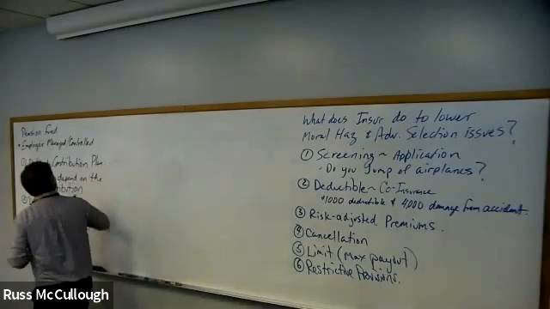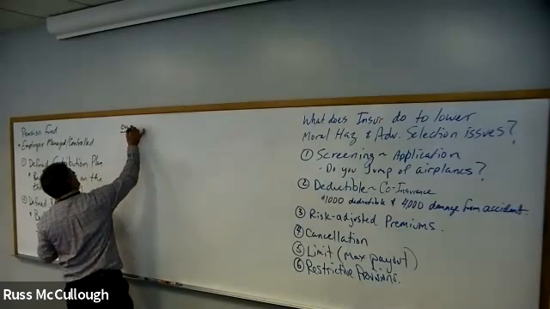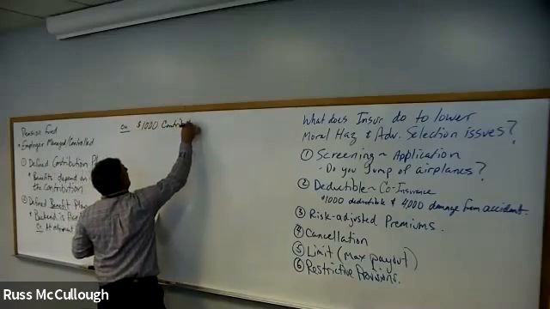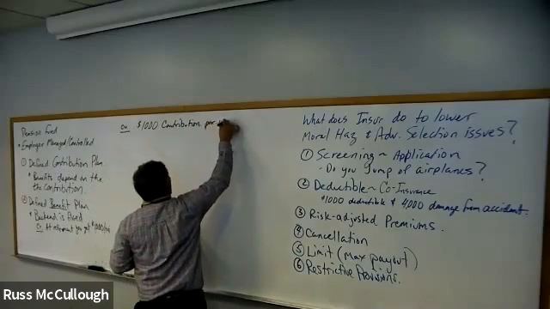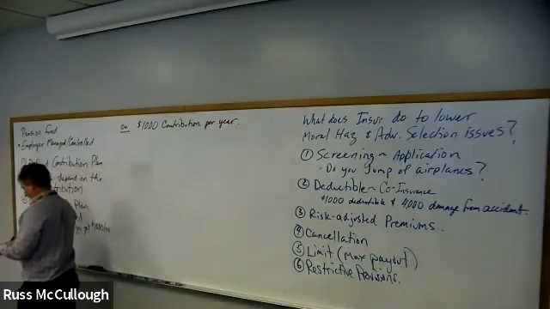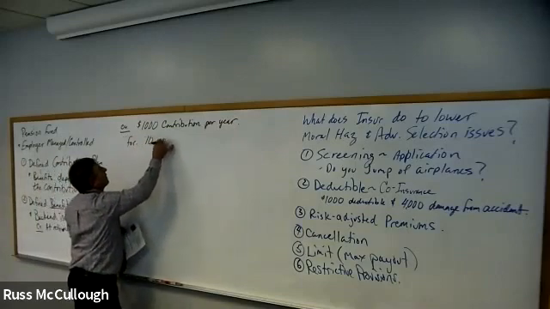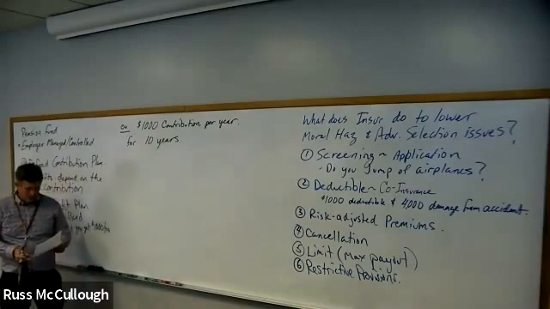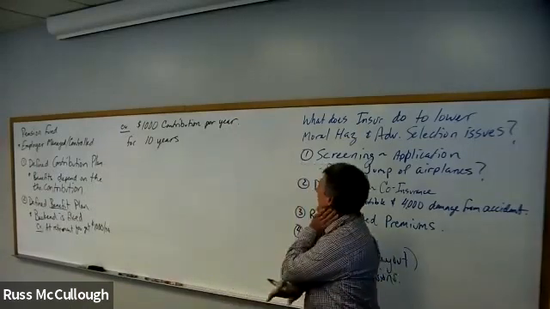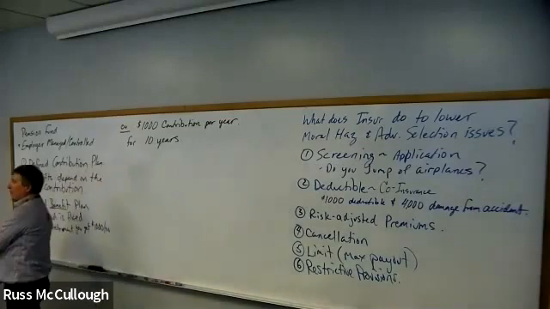All right, so let's do a little example here. Suppose you have a $1,000 contribution per year for 10 years. How would the company start to plan for payments?